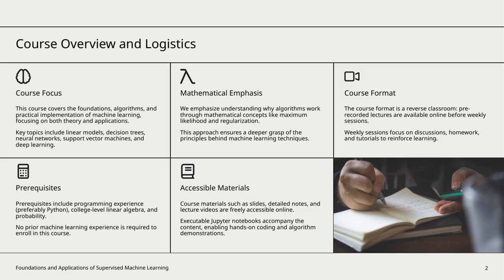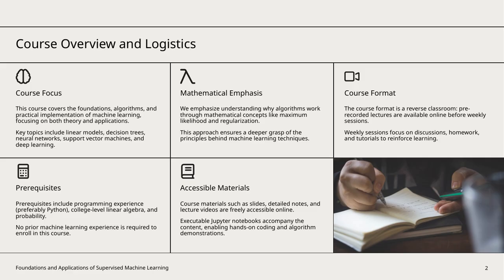The course is designed as a reverse classroom, meaning you'll have access to pre-recorded lectures online before our weekly sessions. These sessions will be dedicated to discussions, homework, and tutorials, really reinforcing what you've learned and giving you hands-on experience. In terms of prerequisites, you'll need some programming experience, preferably with Python, along with college-level linear algebra and probability. But don't worry, no prior machine learning experience is necessary to enroll.